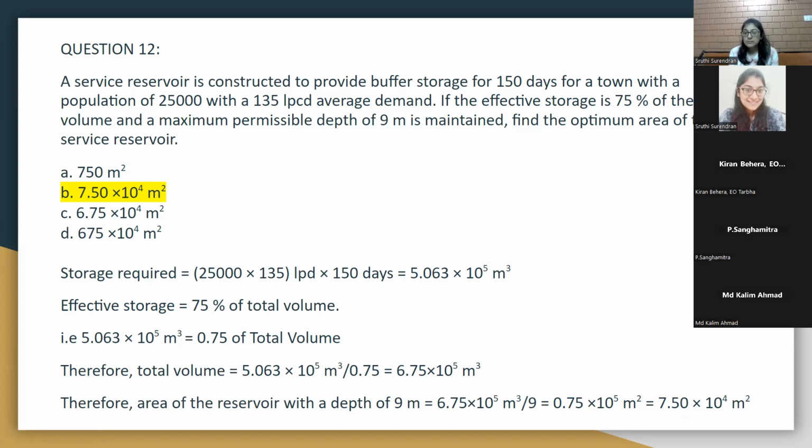Excuse me, what is the exact meaning of buffer storage? Buffer storage is the extra storage that is required.